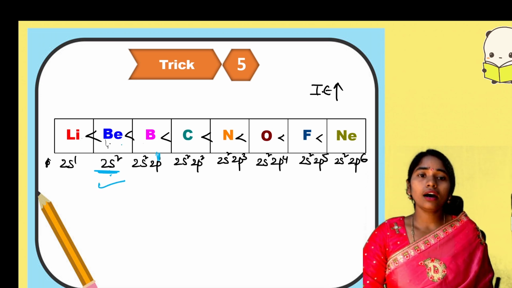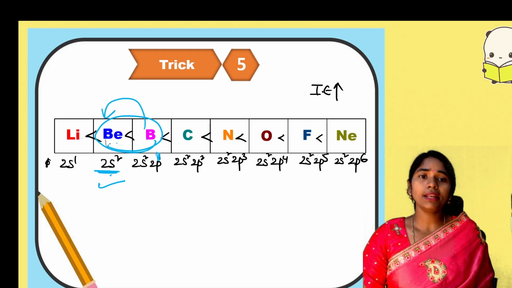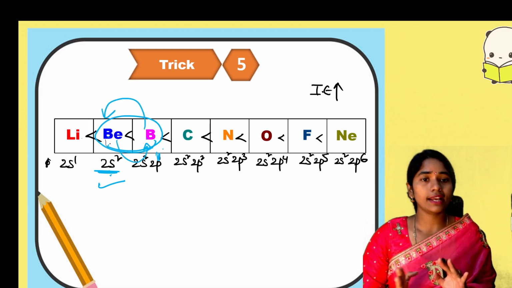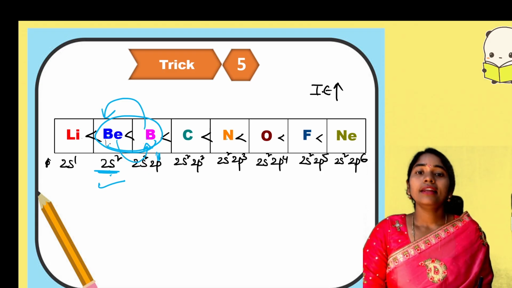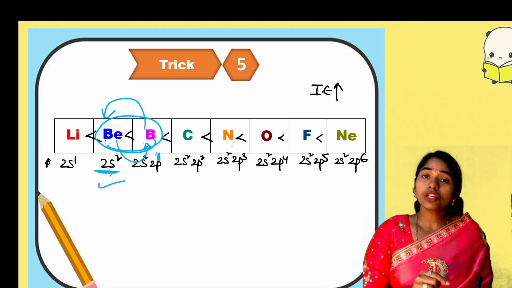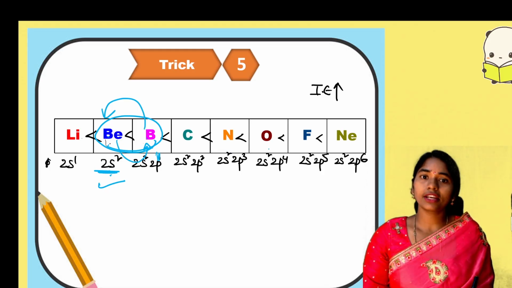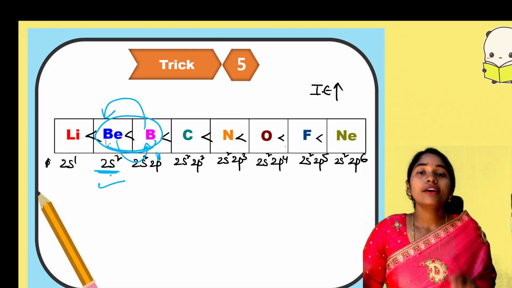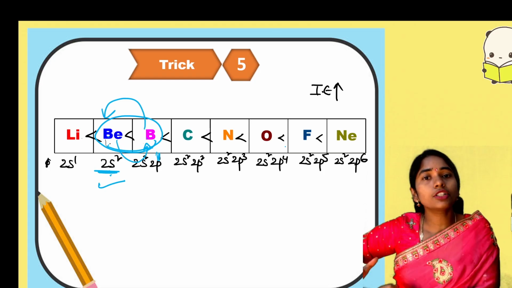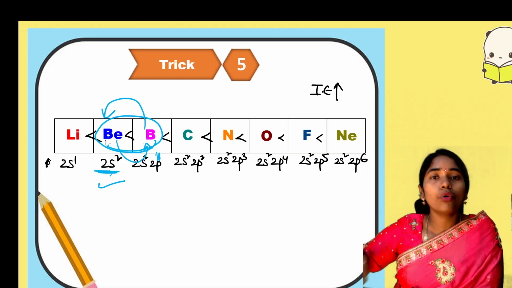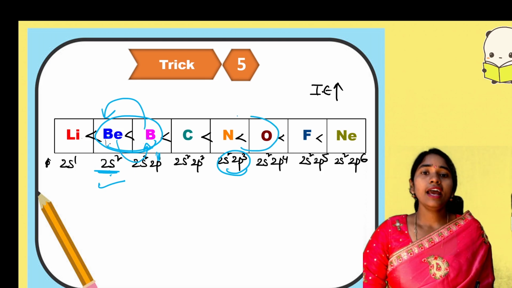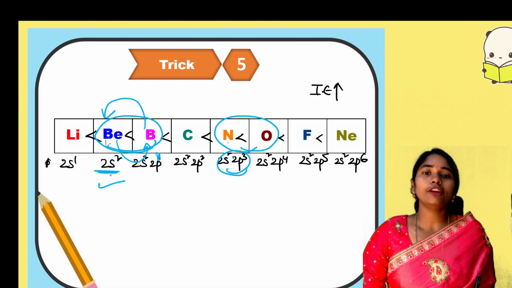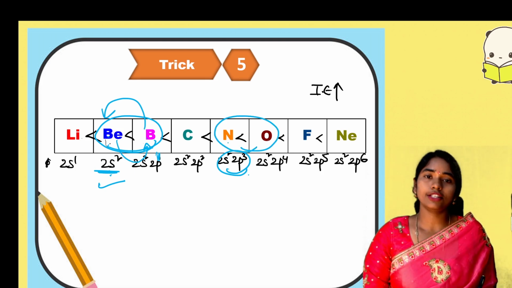And in beryllium and boron there is one exception. Boron comes to beryllium's place, and beryllium comes to boron's place, because of the completely filled electronic configuration. Nitrogen and oxygen: nitrogen has a half filled electronic configuration, whereas oxygen does not. So what we think is oxygen has a smaller size, and left to right ionization energy increases. But due to the half filled configuration, nitrogen has more ionization energy than oxygen.